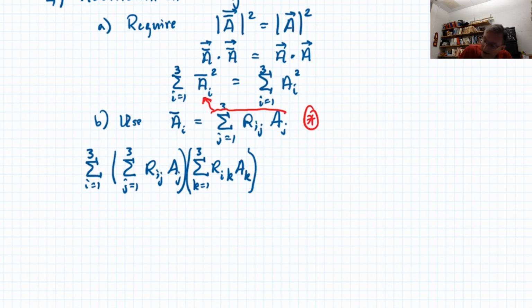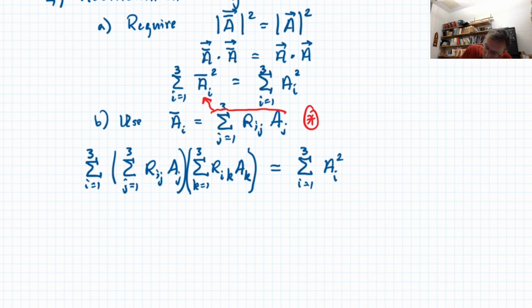And that whole thing on the left must equal the sum over I from 1 to 3 of A_i squared. Now, I still have to get the two sides to be equal. So that messy stuff on the left ultimately has to boil down to one sum going from 1 to 3 of the components squared of A. So somehow, the other two sums and the combination of the R's have to be gotten rid of on the left side.